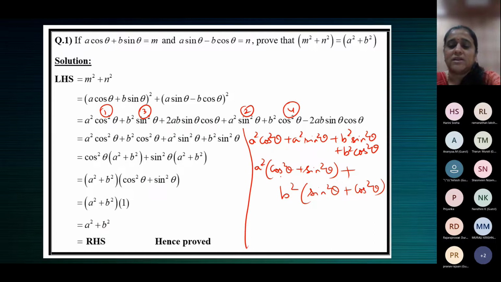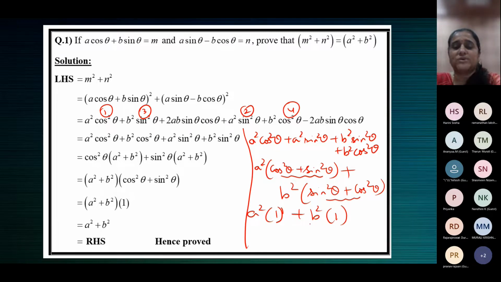All right. Now we know that cos square theta plus sine square theta is 1. So you will get a square into 1 plus b square into, again, sine square theta plus cos square theta is 1. So a square into 1 plus b square into 1, which is a square plus b square. So you can group to take sine square theta cos square theta common or a square b square common. Whatever is your idea, you arrange according to your idea. Please write down, children.